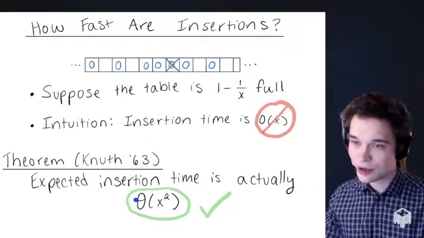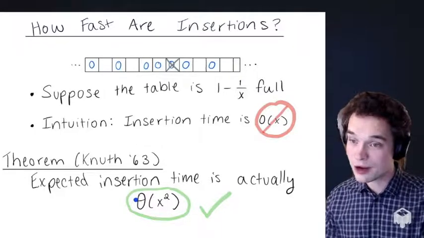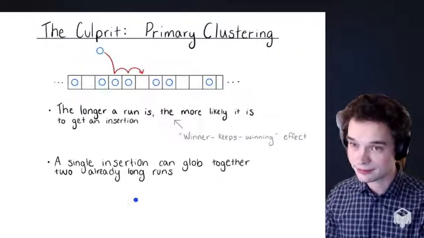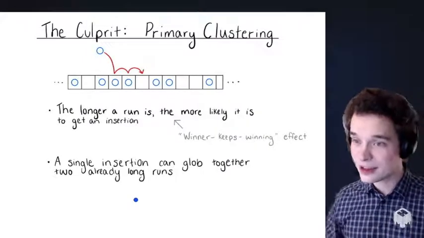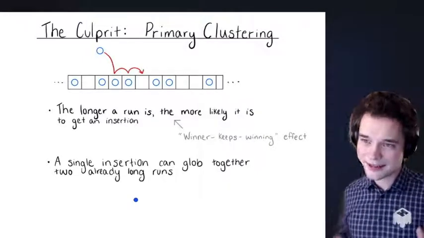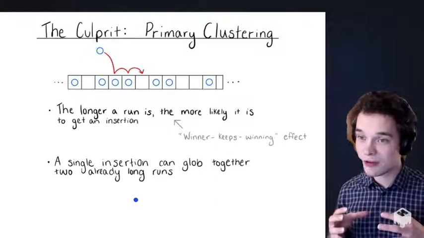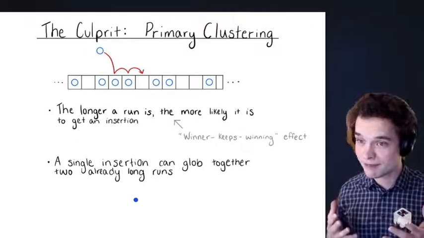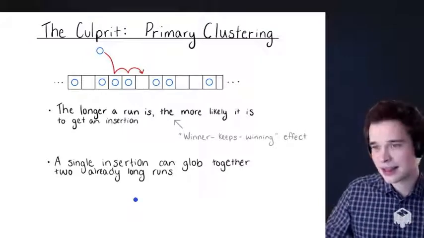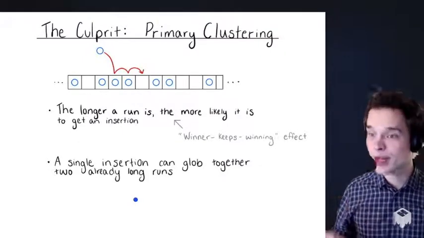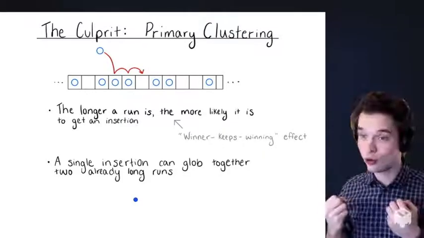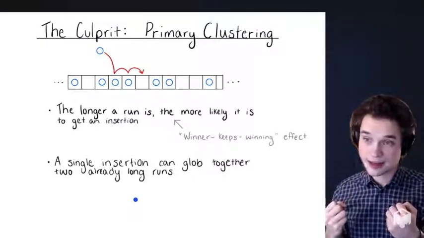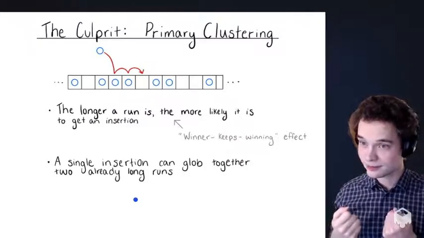And the phenomenon that Knuth had observed is what is today known as primary clustering. All primary clustering says is that as you put elements into a linear probing hash table, they have this tendency to cluster together into runs that are longer than you might first expect. And the way that textbooks typically explain this is as a winner keeps winning phenomenon. The longer that a run of elements gets, the more likely it is to accrue additional elements, which creates kind of a positive feedback loop.